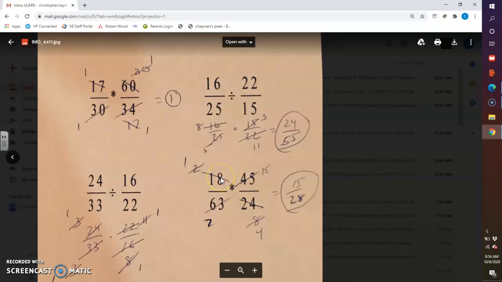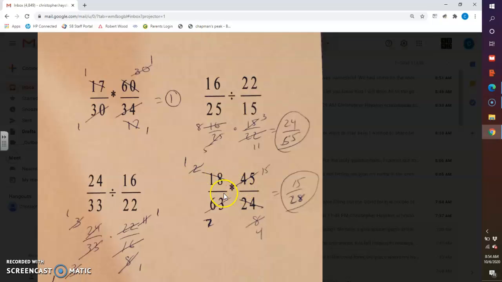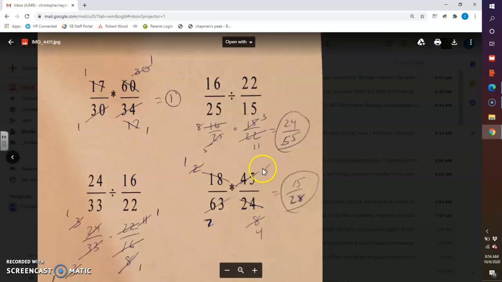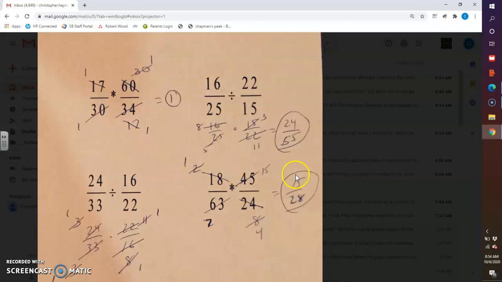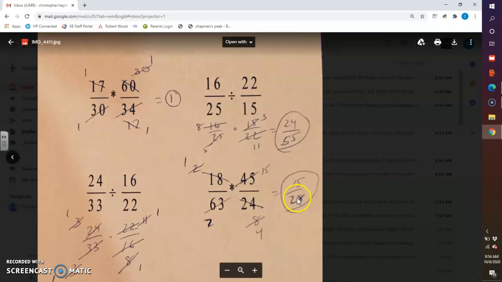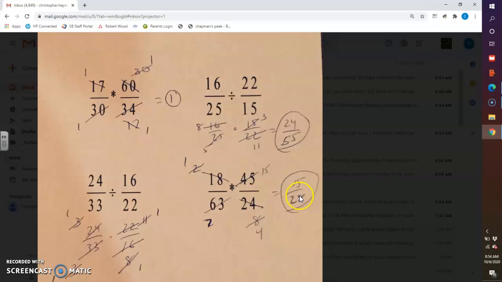Here, we look to simplify vertically first. 18 over 63 is 2 over 7. 45 over 24 is 15 over 8. 2 goes into 2 one time. 2 goes into 8 4 times. You can't simplify diagonally this way. So we're left with 1 times 15 is 15, and 7 times 4 is 28.